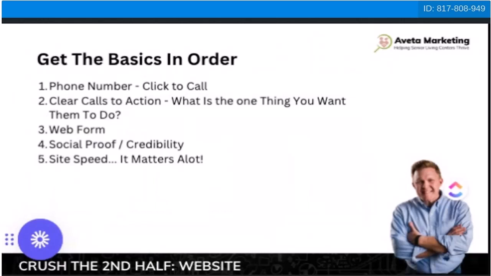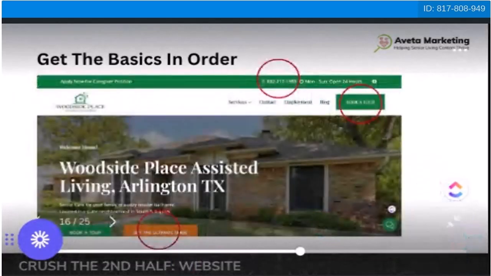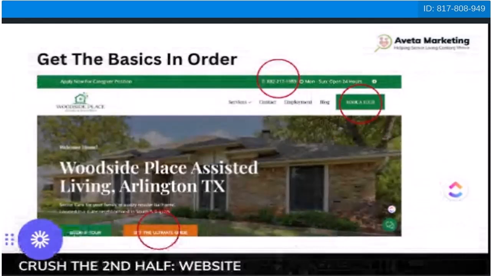Okay, so let's look at some examples. This is a client here in Arlington. And what you see here is a few things that I've circled. Obviously the phone number is there, and if you touch that, it'll initiate a phone call. And then in the top right-hand corner, they have book a tour. If you touch or click that, it's going to open up a place where you can actually find a time on their calendar to come tour the home.